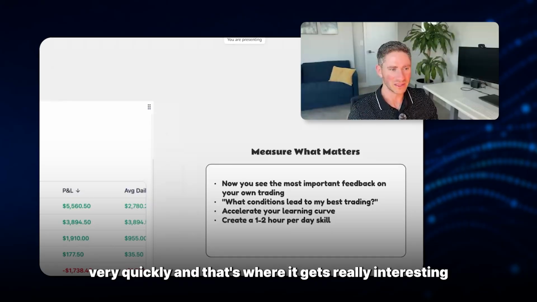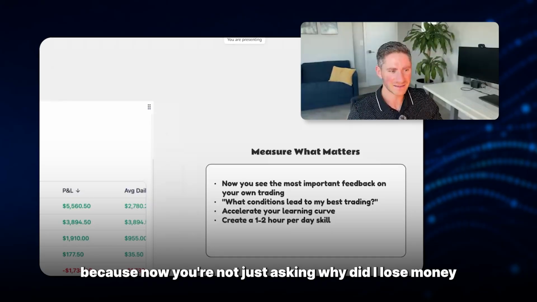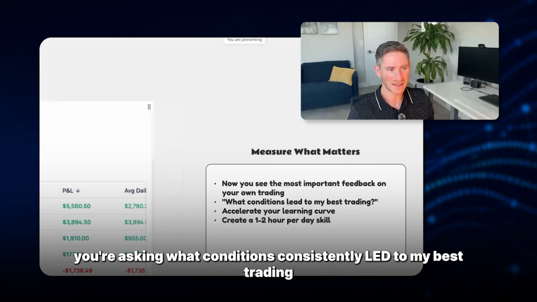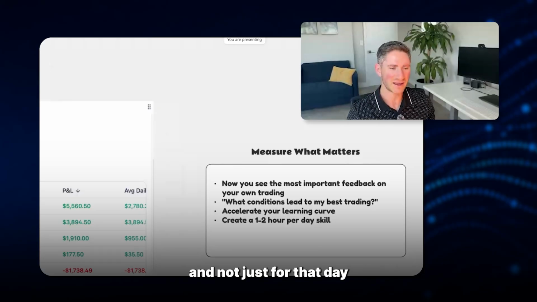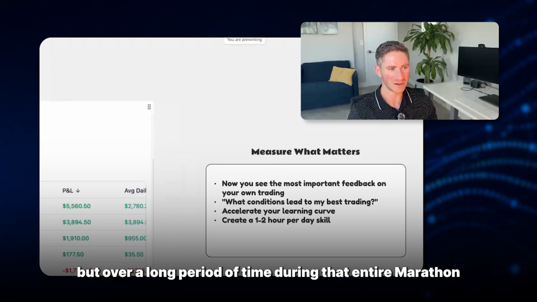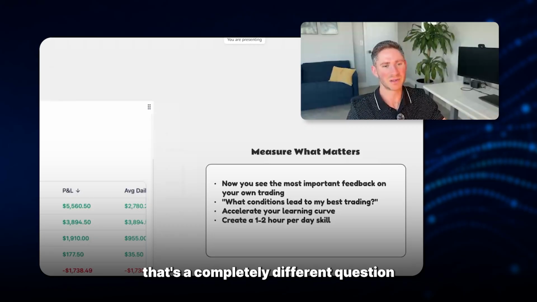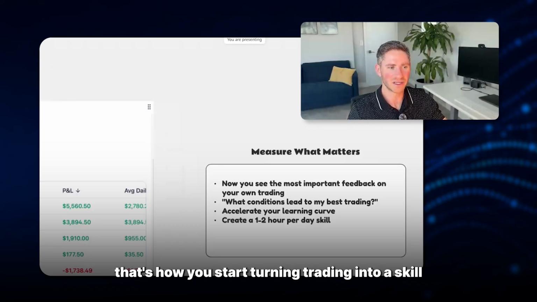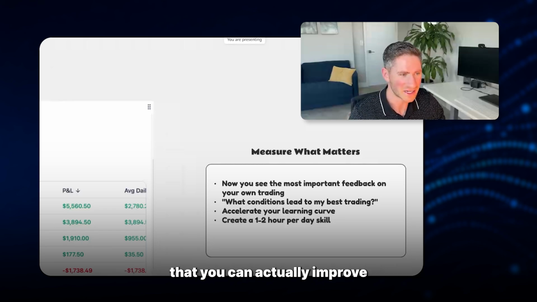And that's where it gets really interesting, because now you're not just asking, why did I lose money? You're asking, what conditions consistently led to my best trading? And not just for that day, but over a long period of time during that entire marathon. And that's a completely different question. That's how you start turning trading into a skill that you can actually improve.